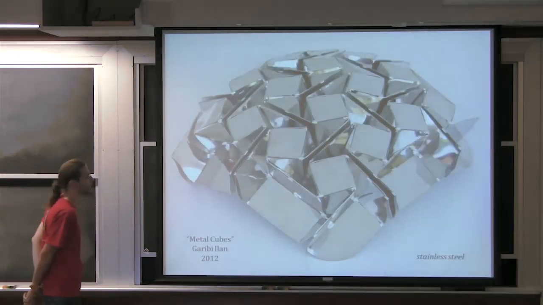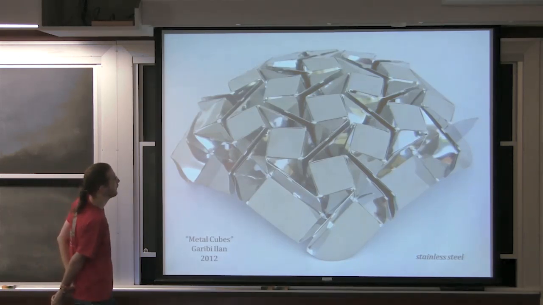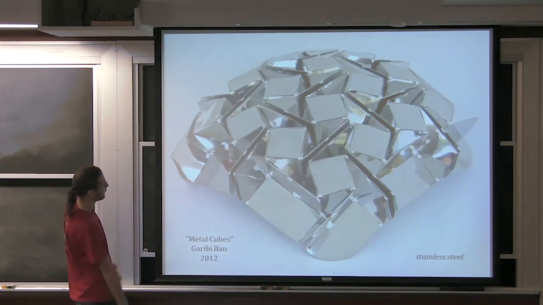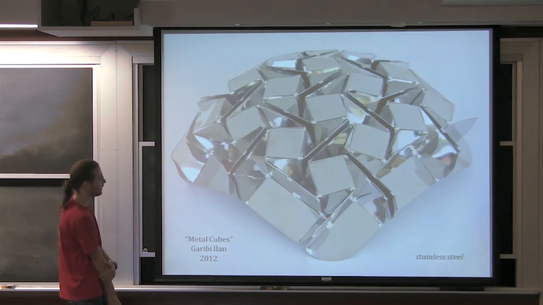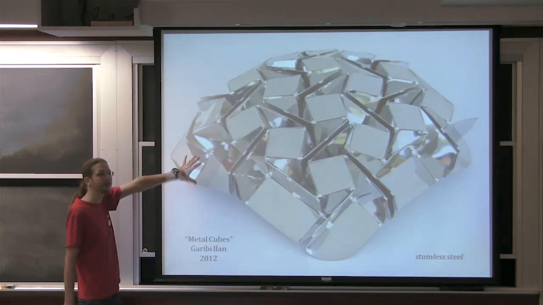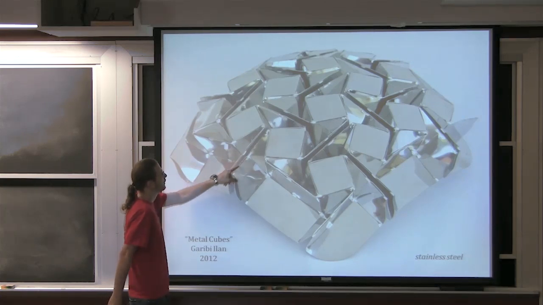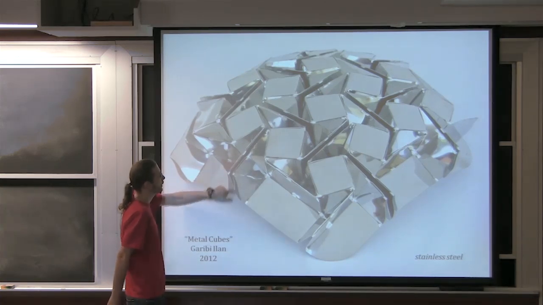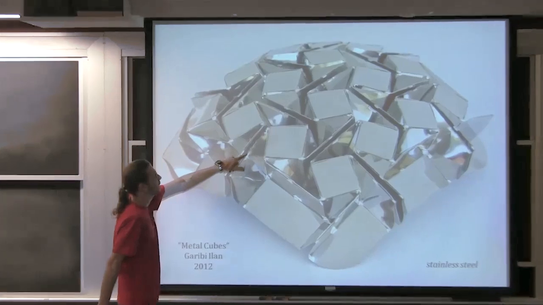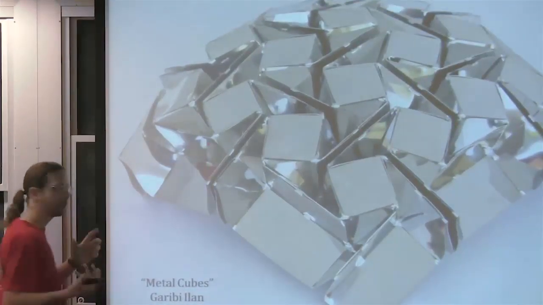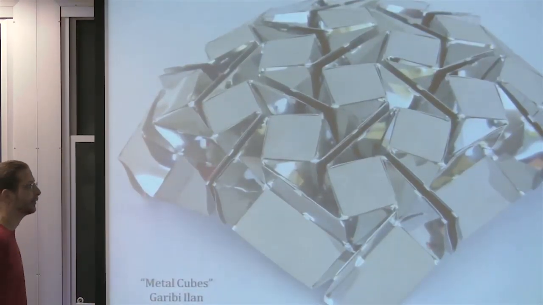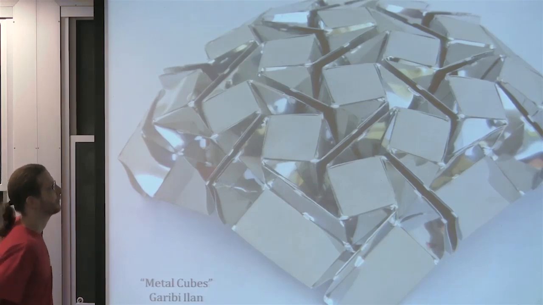Be very cool. Here's that same tessellation, I think, or a very similar one, but made out of stainless steel. You can see there's big cuts here, so this is probably made on a water jet cutter. And then you leave little tabs, so if you wear gloves, you can fold this by hand. Probably not easy, but possible.